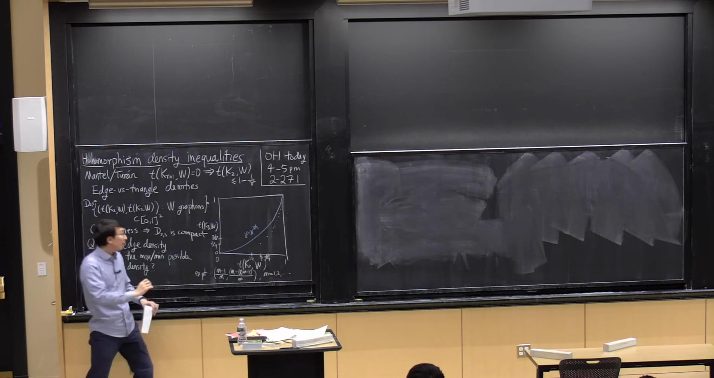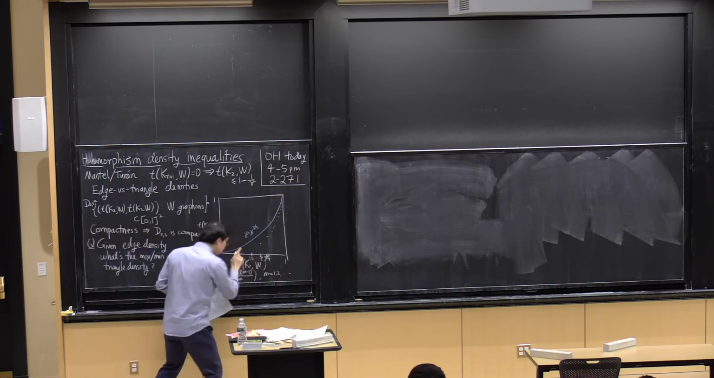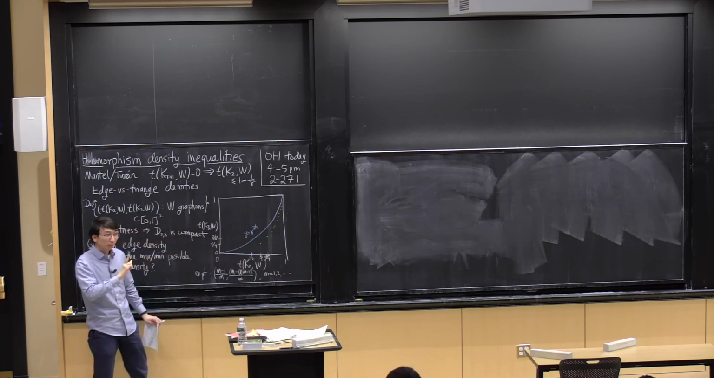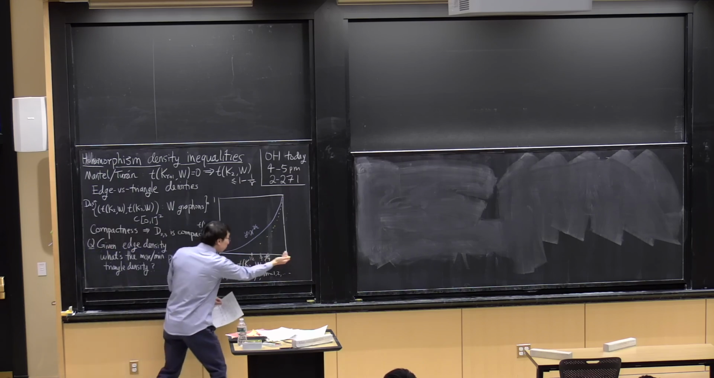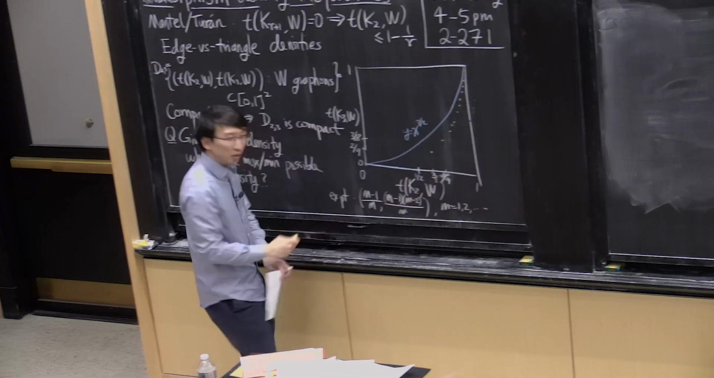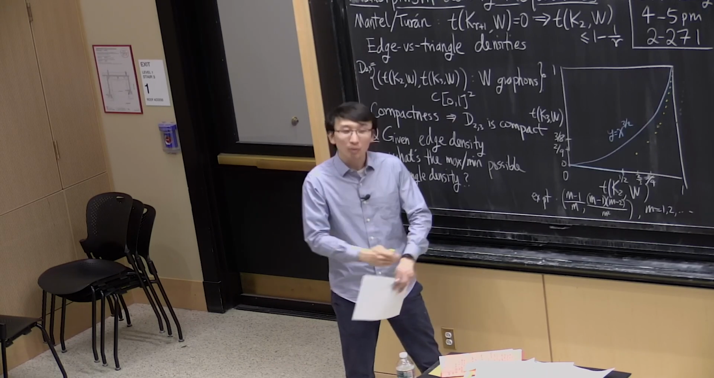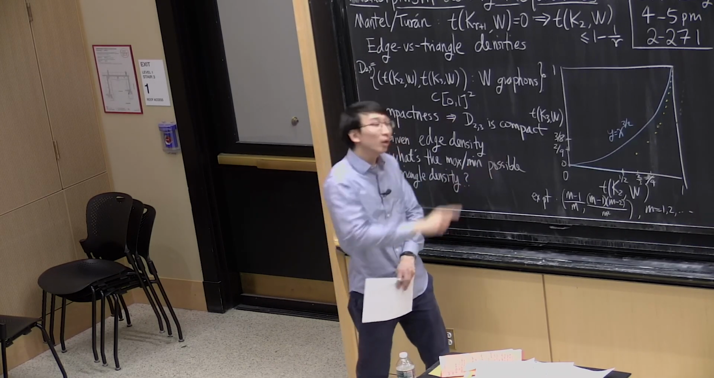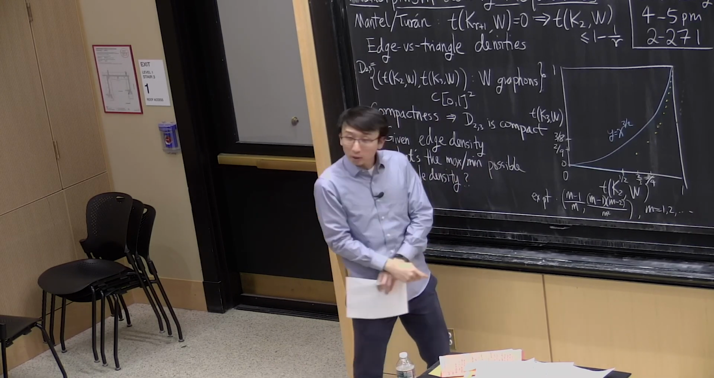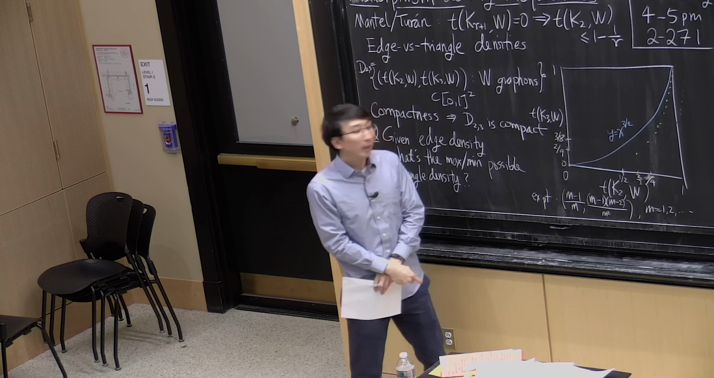And from that information, you should already be able to deduce Mantel's theorem, right? Because this right half is not part of this convex hull. So that's what Mantel's theorem is. And similarly, the deduction of Turán's theorem also follows by a similar logic.